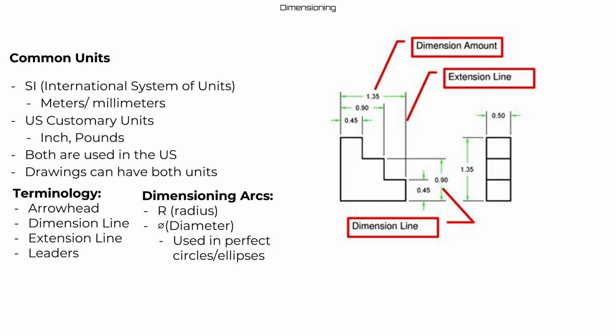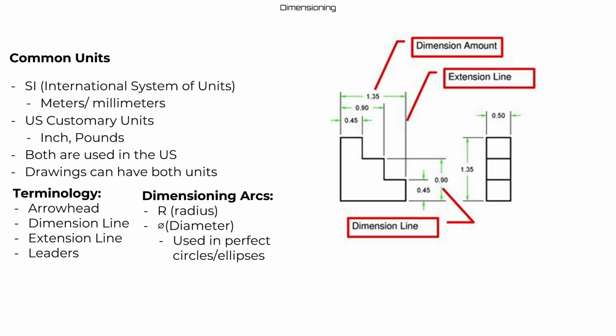And then our leaders. So sometimes we can't have our extension lines, and some more common examples are holes or some slots. The radius will actually be extended outward and not have dimension lines, but instead have a line and an arrow pointing to the specified part or feature.